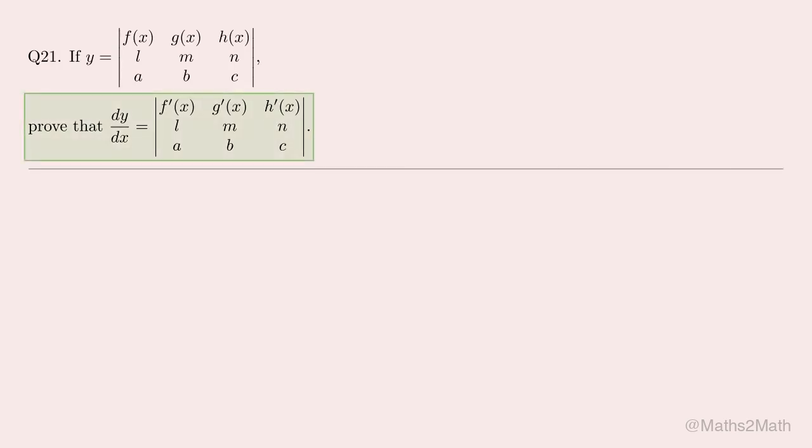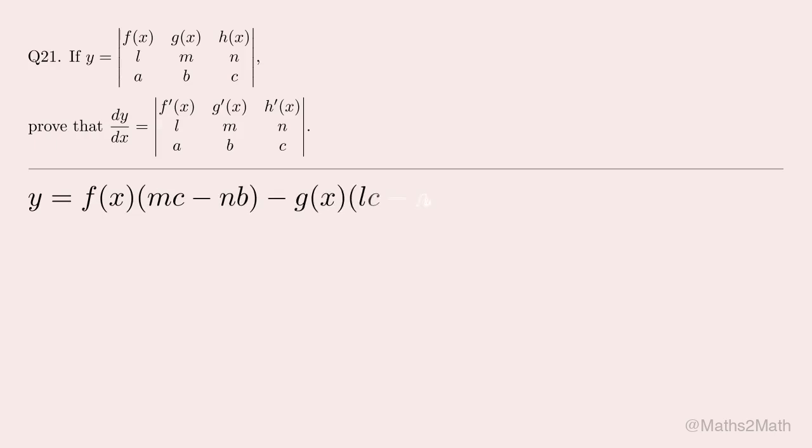Question 21. A determinant whose top row carries functions and whose lower rows are constant. Expanding along the first row exposes constant cofactors. Expand along the top row. The three cofactors involve only the constants L, M, N, A, B, C.